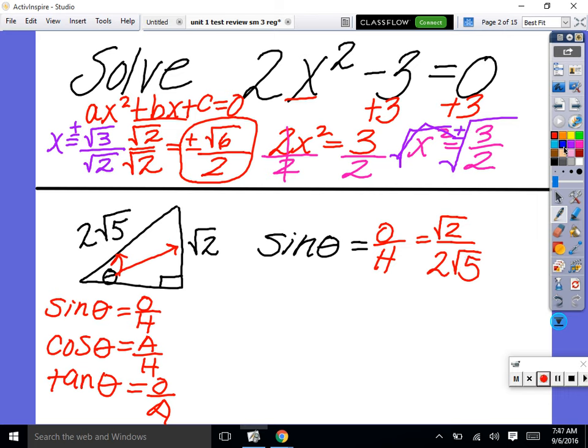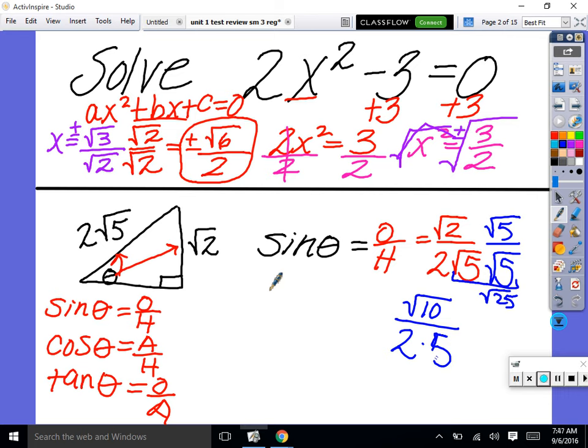However, is this answer considered simplified? No, right? We can't have a square root on the bottom of a fraction on a test. I will mark it wrong if you don't rationalize the denominator. Multiply by square root of 5 over the square root of 5. So on top, square root of 2 times square root of 5 is the square root of 10, correct? And on bottom, 2 square roots of 5 times square root of 5 becomes 2 times square root of 25, so 2 times 5 is 10. So our answer is the square root of 10 over 10, and done. Questions?